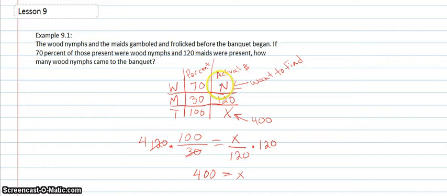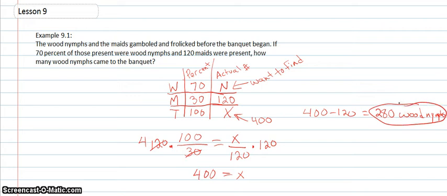Now that still doesn't tell us the number of wood nymphs. So what we need to do is subtract our 120 from the 400. 400 minus 120 equals 280. That's what we're looking for. Wood nymphs. I'm running out of room there, sorry. Alright, and then we found how many wood nymphs.